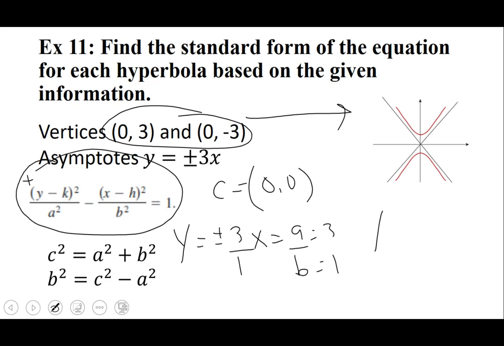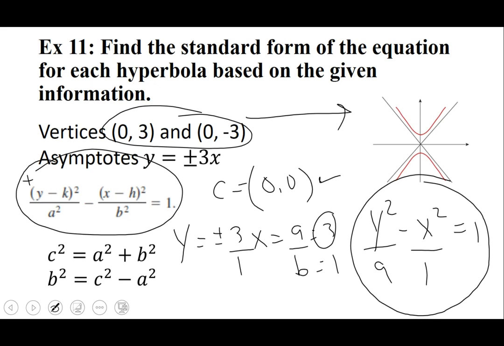So I'm starting with the positive y squared, again, because it's opening up and down, minus the x squared equal to 1. And again, notice that because the center is 0, 0, that's why there's no h and there's no k. When you're having a positive y squared, that's what gets the a. So a squared is going to give me 9. B squared is going to give me 1, which means this is the nice simple equation for my hyperbola.